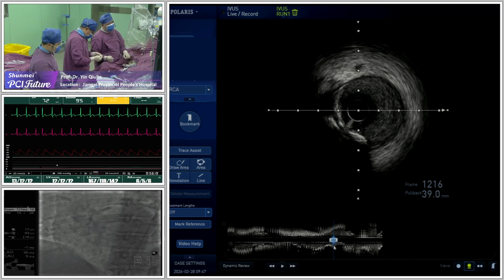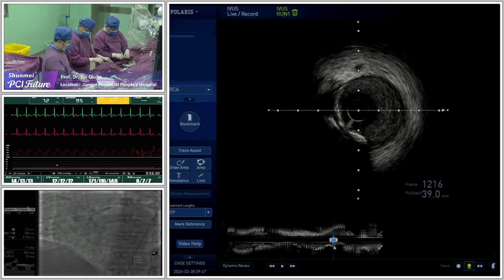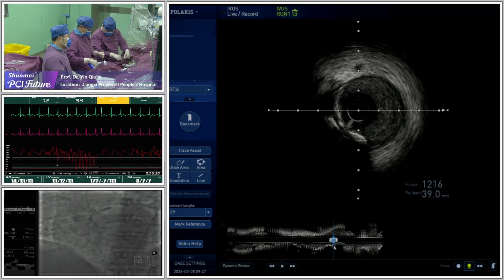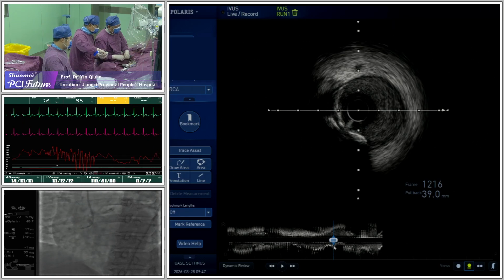Real-time errors in examination may be helpful for you to puncture. Generally, if there is a side branch, maybe I will check with IVUS. But for this case, I think the entry point is very clear.